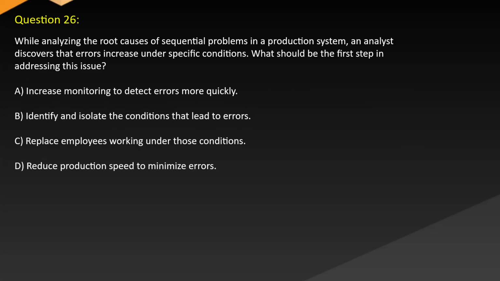Question 26. While analyzing the root causes of sequential problems in a production system, an analyst discovers that errors increase under specific conditions. What should be the first step in addressing this issue? A. Increase monitoring to detect errors more quickly. B. Identify and isolate the conditions that lead to errors. C. Replace employees working under those conditions. D. Reduce production speed to minimize errors.